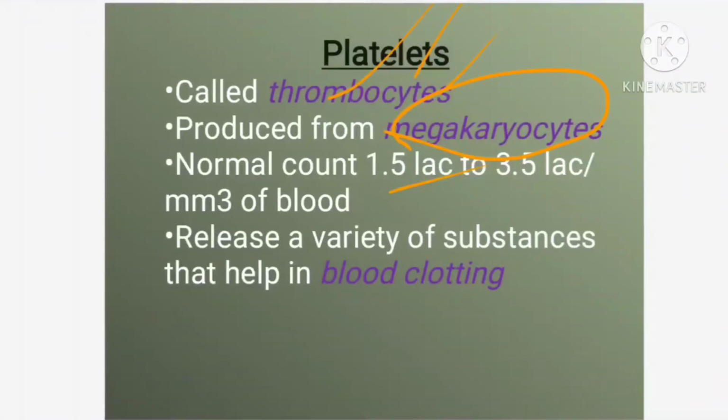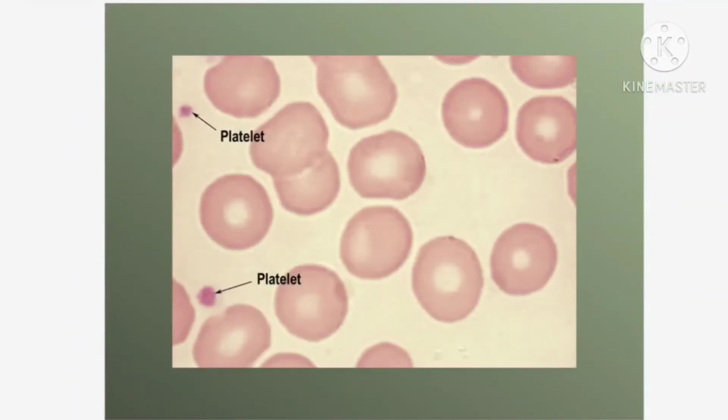Okay. And these platelets play a major role in what? The blood clotting, by releasing many substances. Okay. So that is the role of these platelets. You can say this is the structure of the platelets. To some extent everyone looks similar.